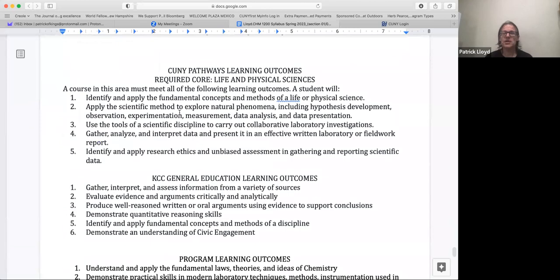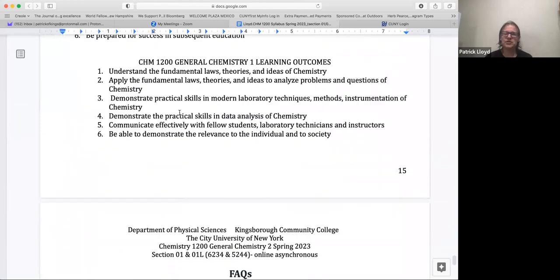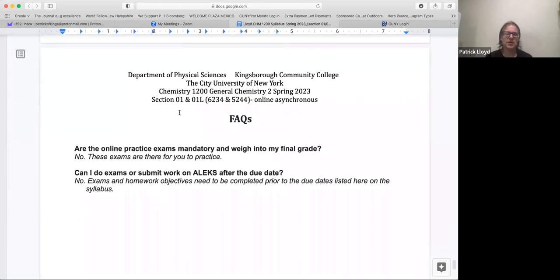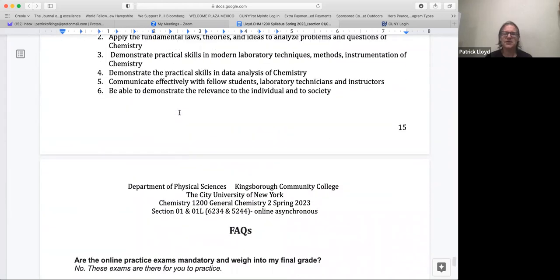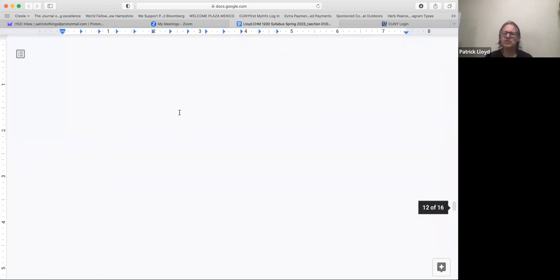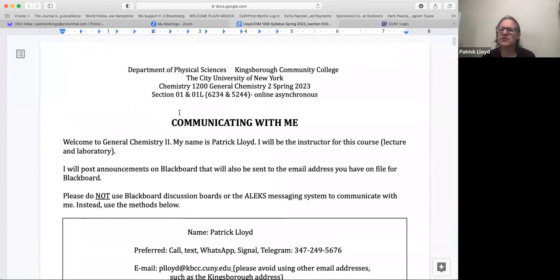And then here are the learning outcomes for the course, for the program, and for the department and the college, okay? All right, so that's a quick perusal of the syllabus. I will clear up any errors that I can find in that and then post that onto Blackboard so you'll have access to that, okay?